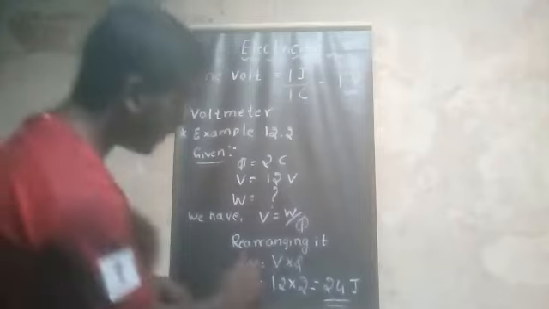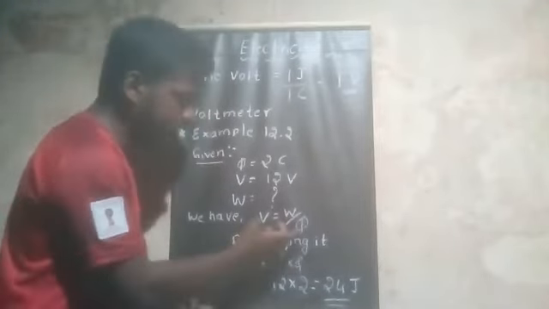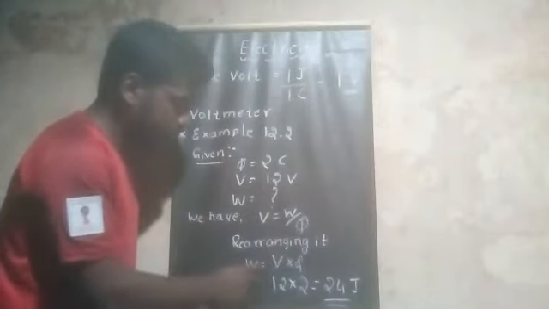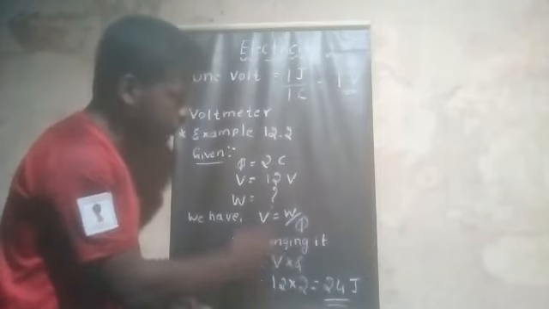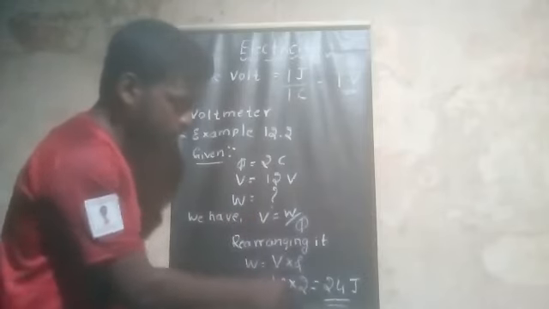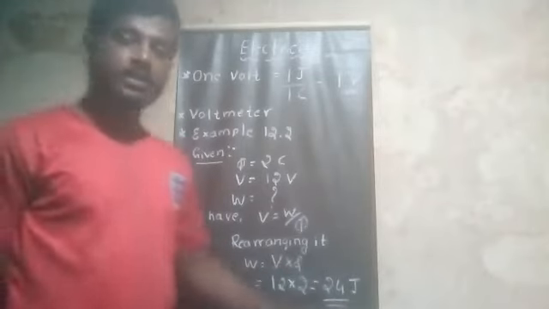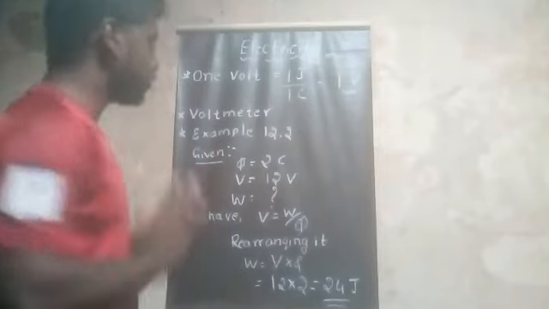By rearranging, we get W is equal to, I take Q to the left hand side, then it is V into Q. So V is 12, Q is 2. 12 into 2 is 24, and the unit for work done is joule. That is how you will solve this problem.